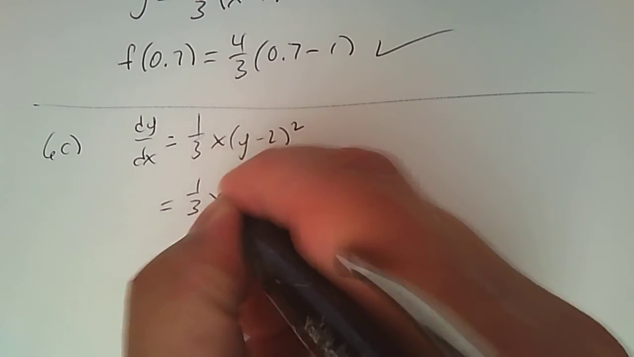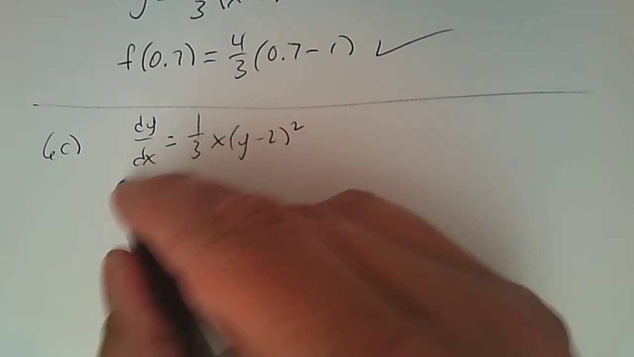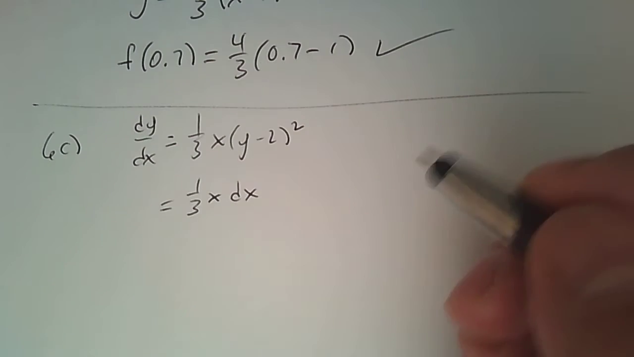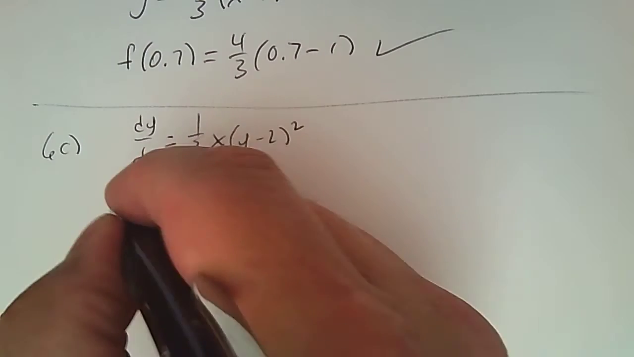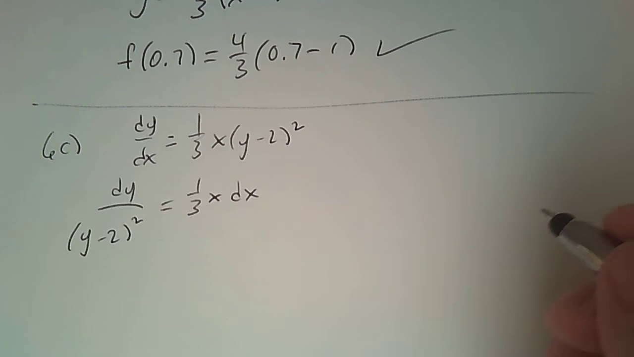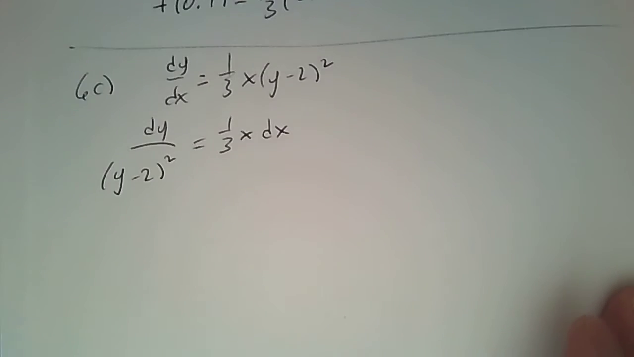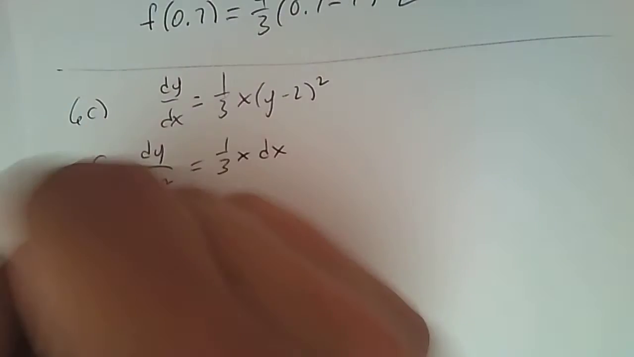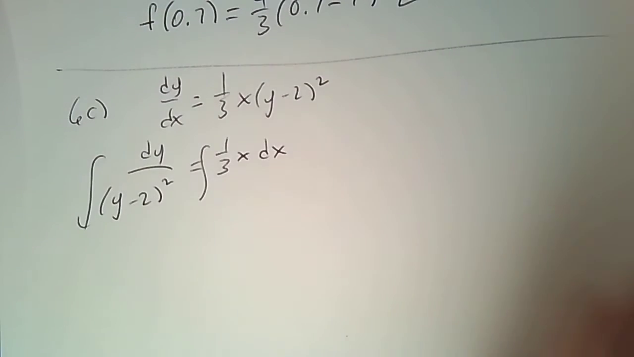So 1/3 x, I'm going to keep on the right side. I'm going to multiply by dx. So now they're together. I'm going to divide by y minus 2 squared. And now they are separated. Step 2, can you integrate both sides?